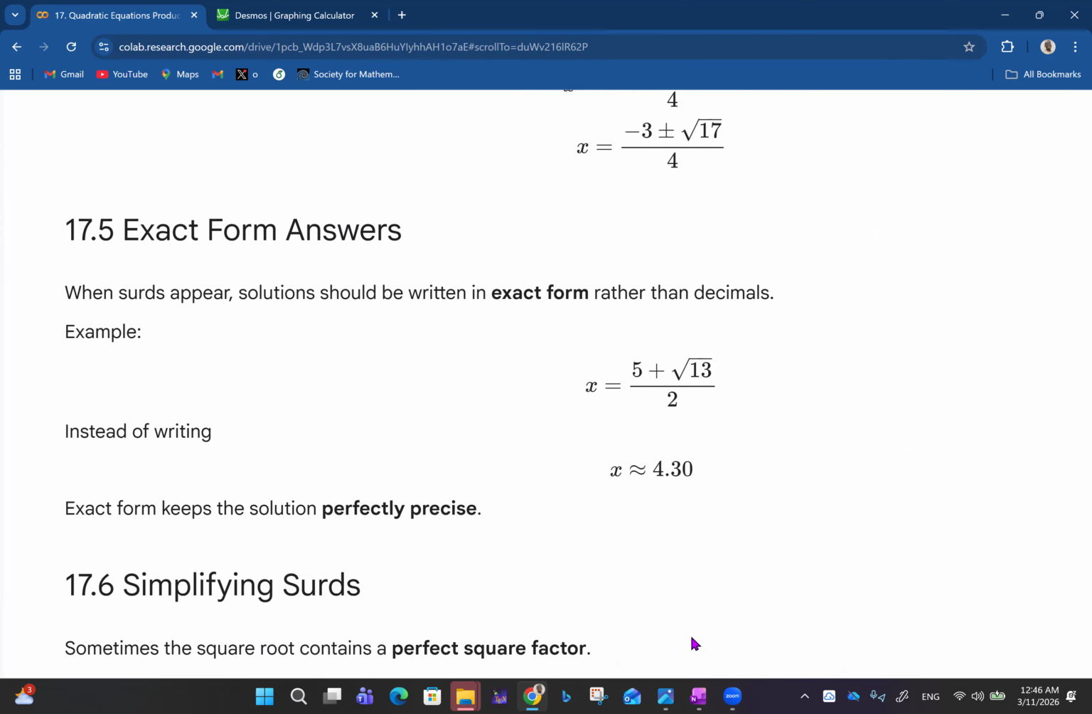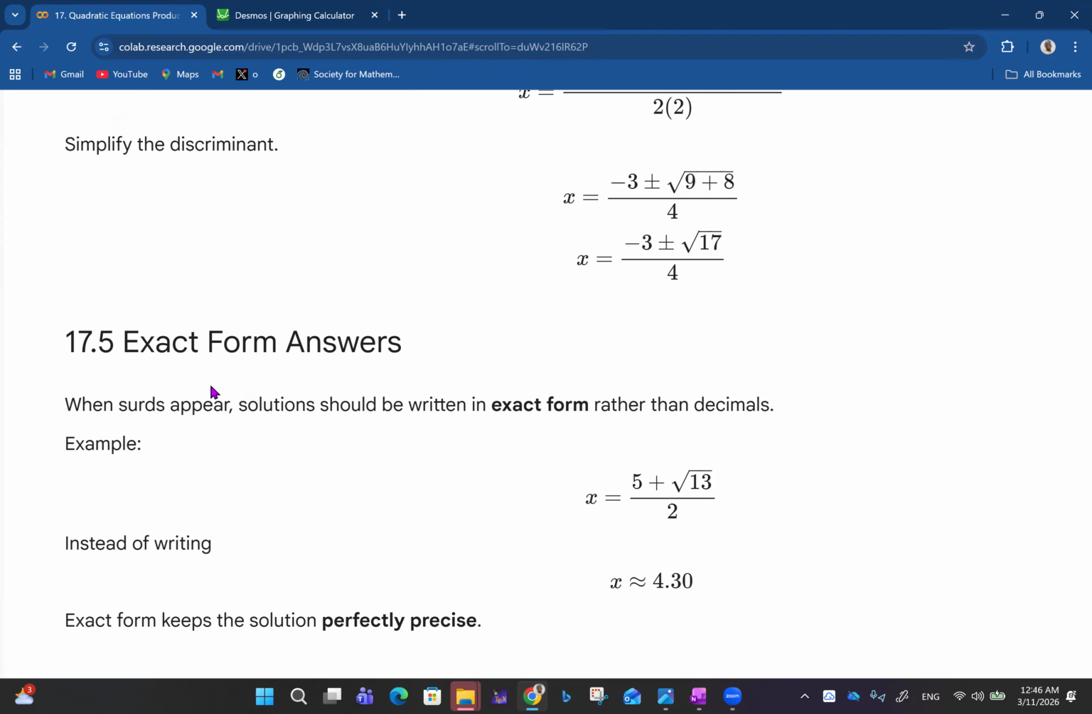So from there, we can talk about exact form answers, right? When surds appear, solutions should be written in exact form rather than decimals. Of course, sometimes you might be required to do it in decimals, so in that case, you're free. But if you want it in exact form, you leave it in terms of the surd. So x equals 5 plus root 13 over 2. Of course, it is equivalent to 4.30, right? But this is a more accurate way to represent it, otherwise you can't trace it back to where it's coming from, right? So exact form keeps the solution perfectly precise.